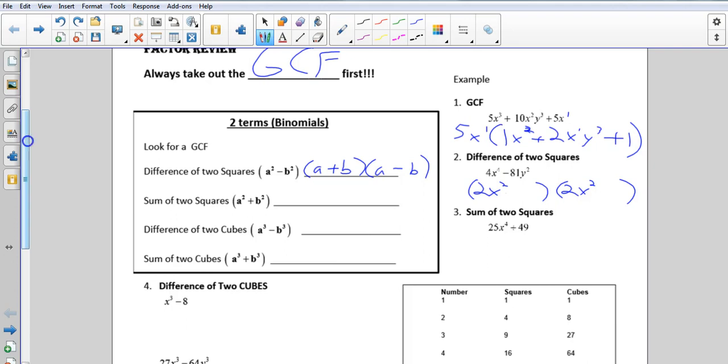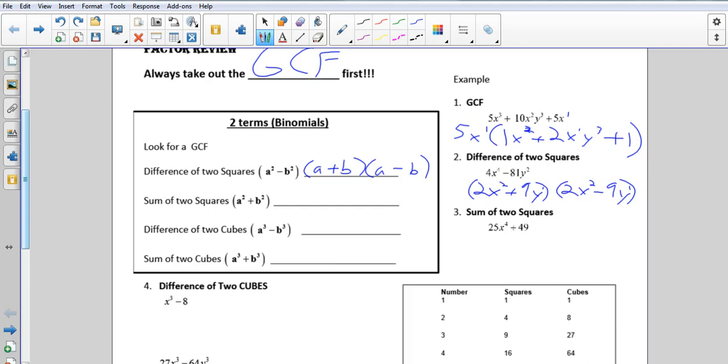Now remember, one is going to be plus, one is going to be minus. Now we take the square root of 81. And now we take the square root of y squared, which is just one single y, or y to the 1, which is also half of 2. So once again, whenever they're even exponents, we just divide by 2.